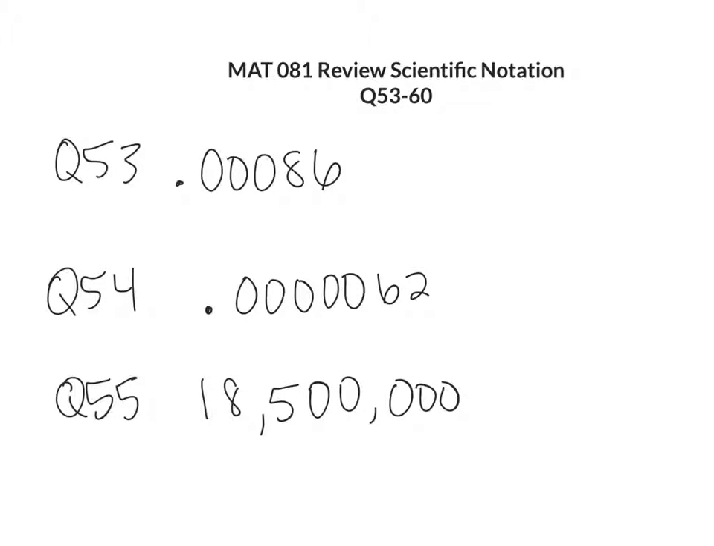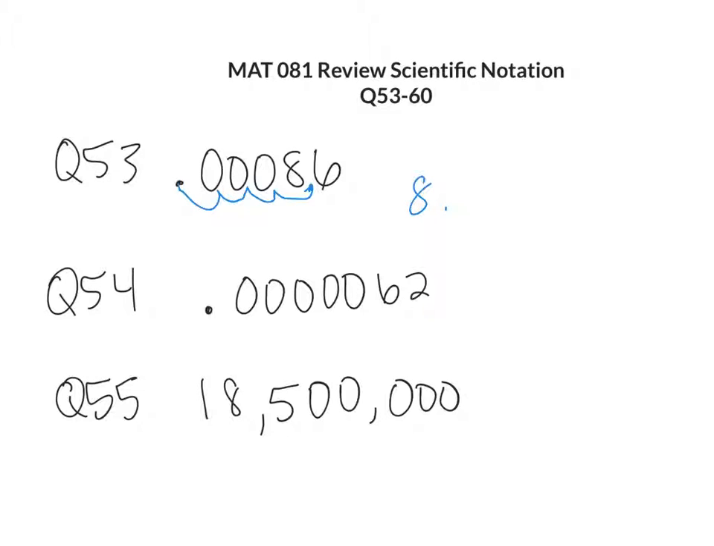This video covers questions 53 through 60 and deals with scientific notation. So these first three questions are wanting you to change from standard notation to scientific notation. So we need one number in front of the decimal that's not a zero. So we're going to have to move this 1, 2, 3, 4 times.